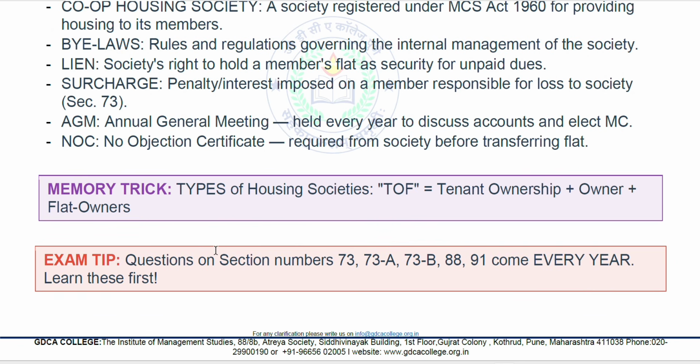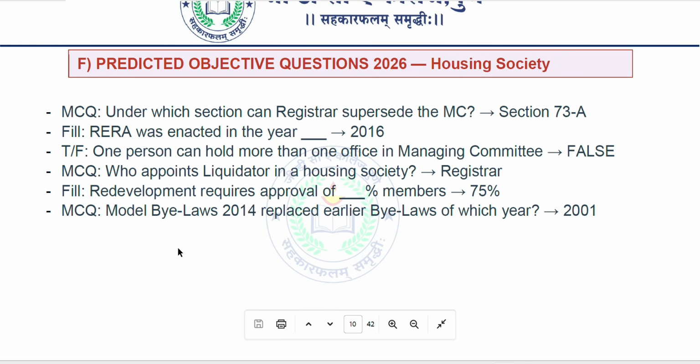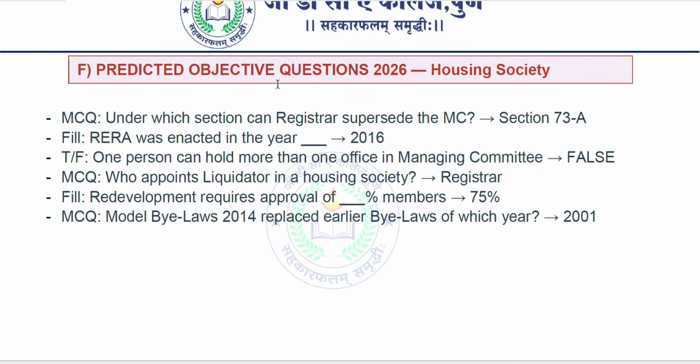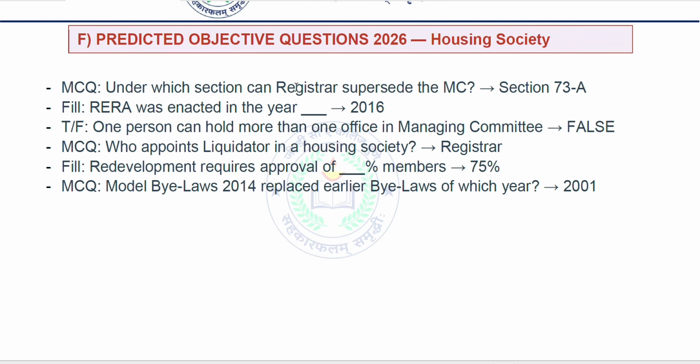Exam tip: questions on section number 73, 73A, 73B, 88, 91 come every year. So learn these first. So again, predicted objective questions in 2026. MCQs: under which section can the registrar supersede the MC? Section 73.